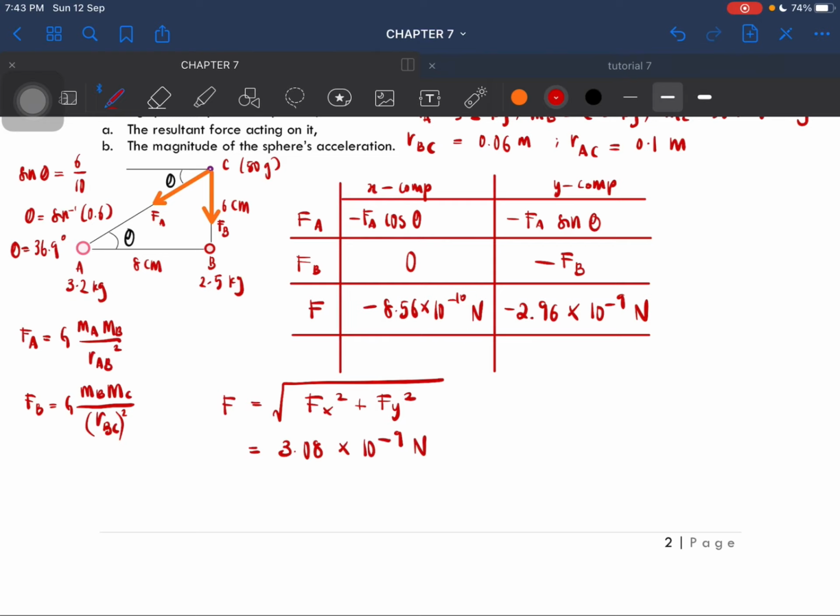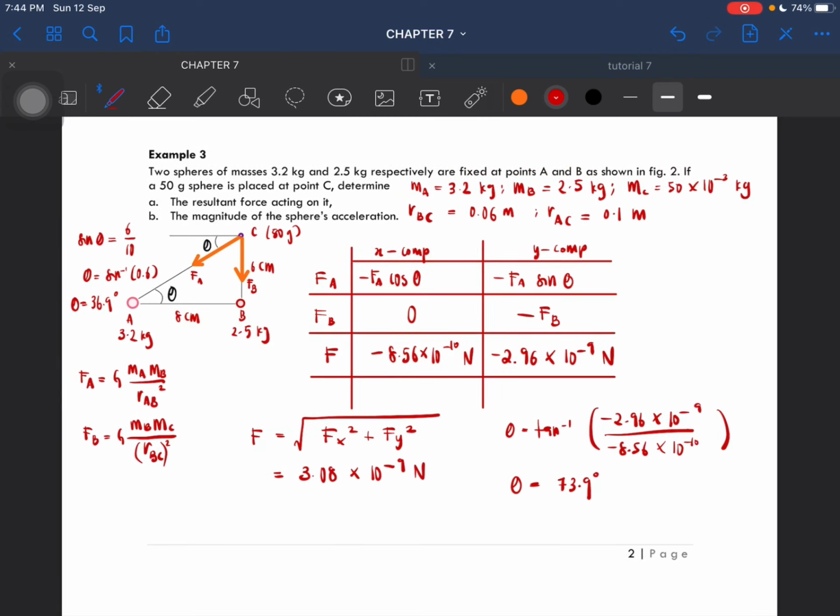Now we can do the direction. Since this is a vector quantity, we have to find the direction. So this is just shift tangent of y over x, which is negative 2.96 times 10 to the negative 9 over negative 8.56 times 10 to the negative 10. You should get the angle to be equal to 73.9 degree. So that is how you find the resultant force.